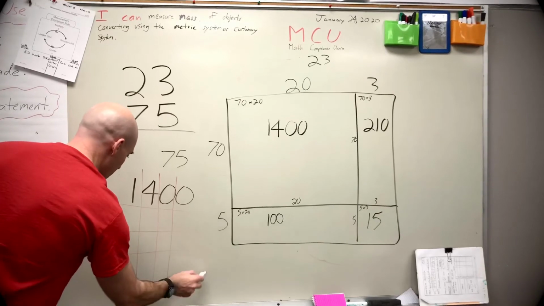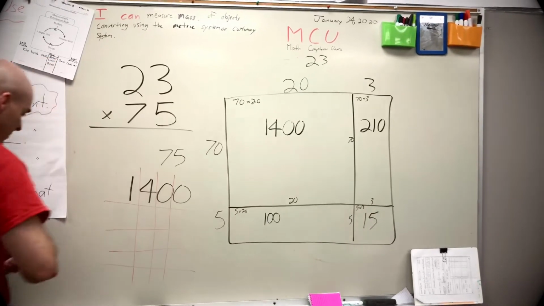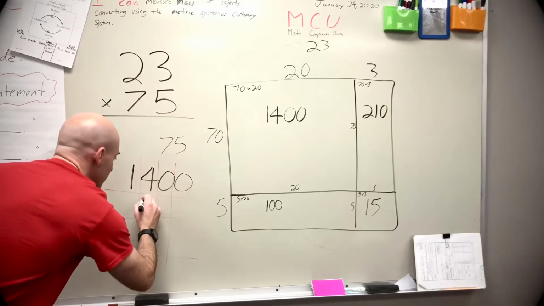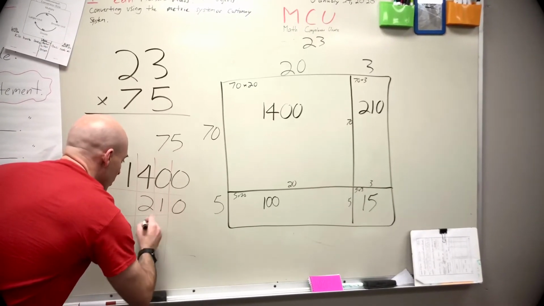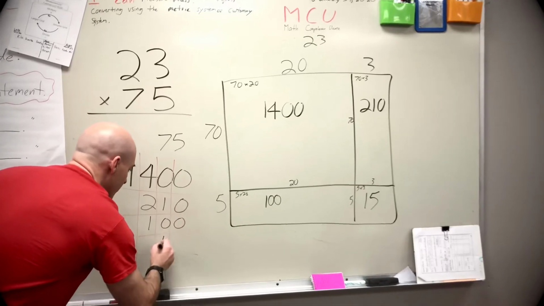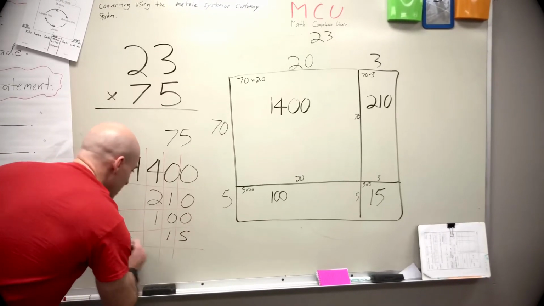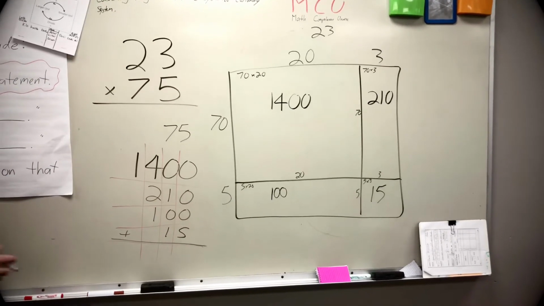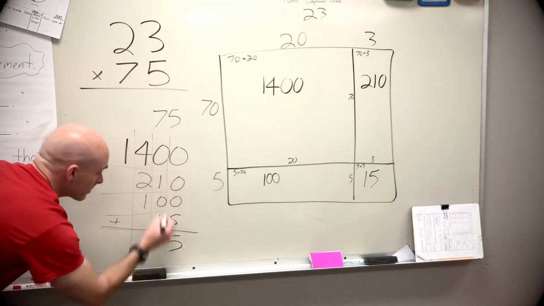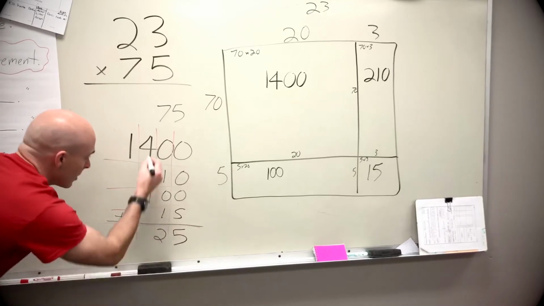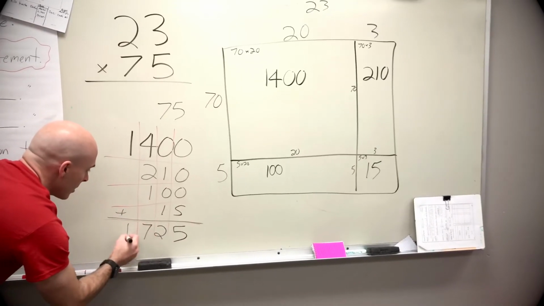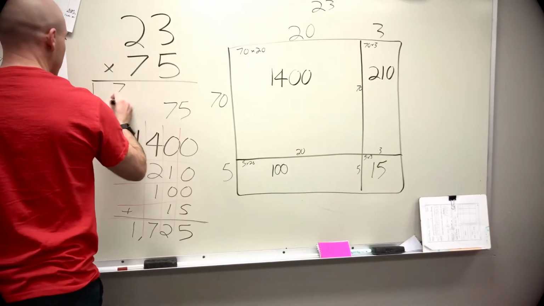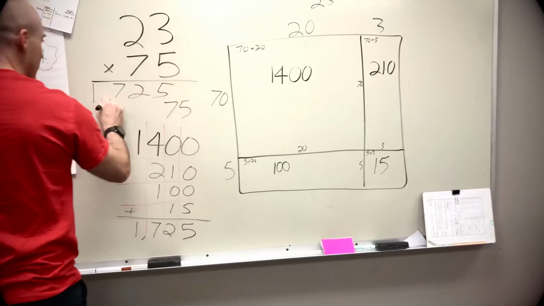Okay. Normally I wouldn't, but for those of you who want to make sure that you have all of the strategies you need. So after that, I add the 210, and the 100, and then I add the 15, and I will simply set it up as an addition problem, just as I would if I was doing a standard algorithm. Okay. And my answer is 1,725. 1,725. And of course, don't forget your comma.